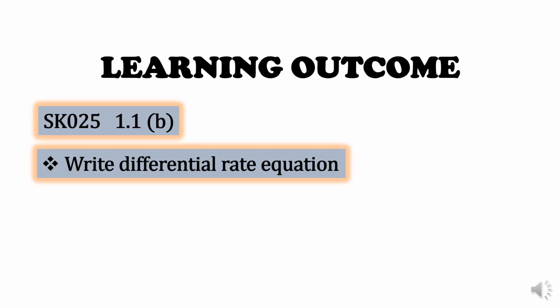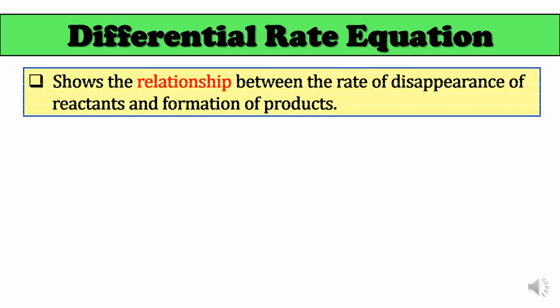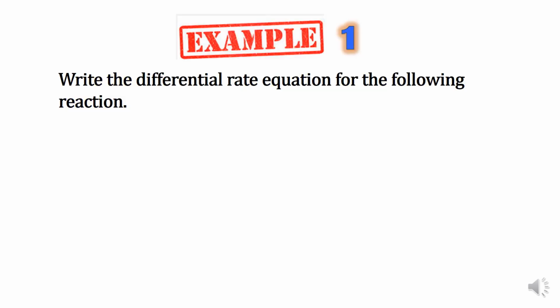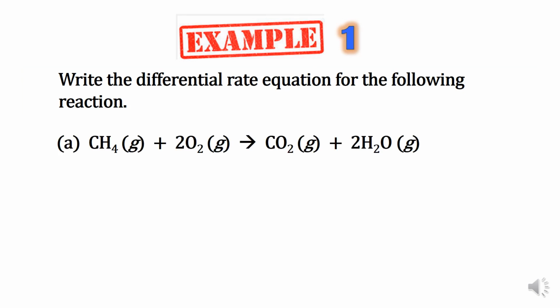Second objective, write differential rate equation. Differential rate equation is the equation that shows the relationship between the rate of disappearance of reactant and rate of formation of product. Example 1. Write the differential rate equation for the following reaction. Methane reacts with oxygen, produces carbon dioxide and water. So how to write differential rate equation for this reaction?